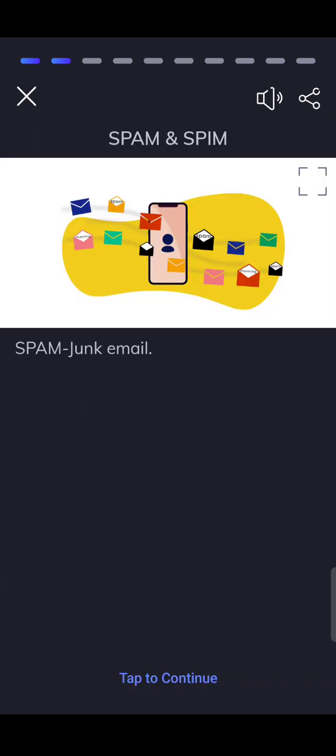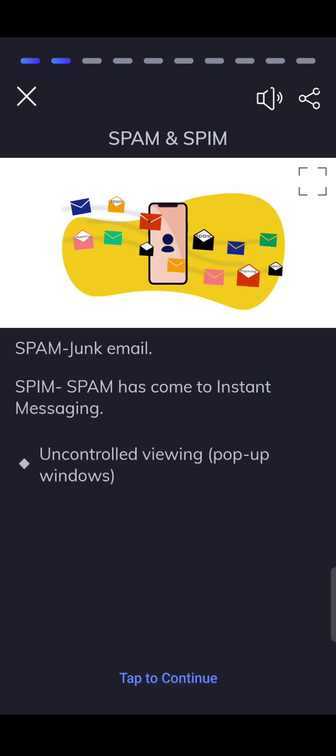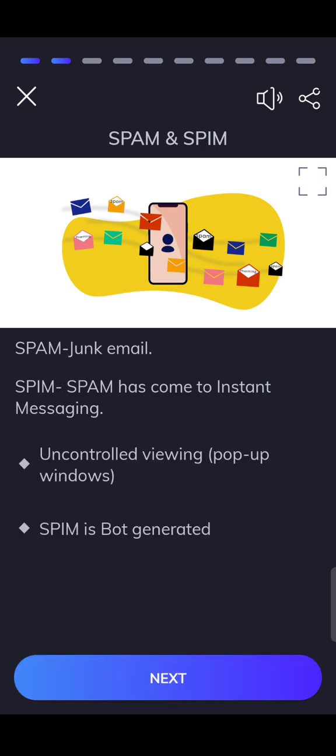Spam, junk email. Spam has come to instant messaging. Uncontrolled viewing, pop-up windows. Spam is bot-generated.